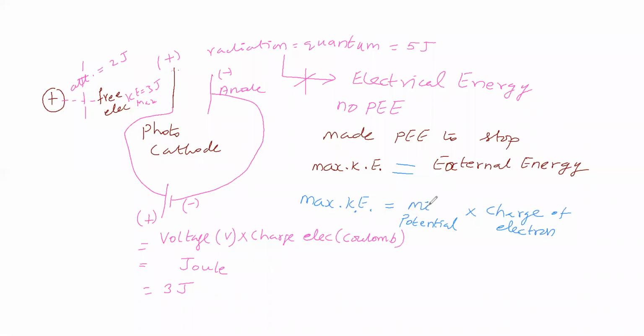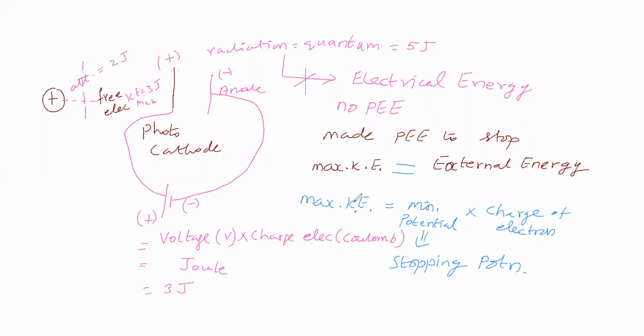So minimum potential into charge of electron is equal to maximum kinetic energy. This minimum potential required to stop the photoelectric effect is therefore also called the stopping potential. Therefore, from this we can say maximum kinetic energy is equal to stopping potential into charge of electron.